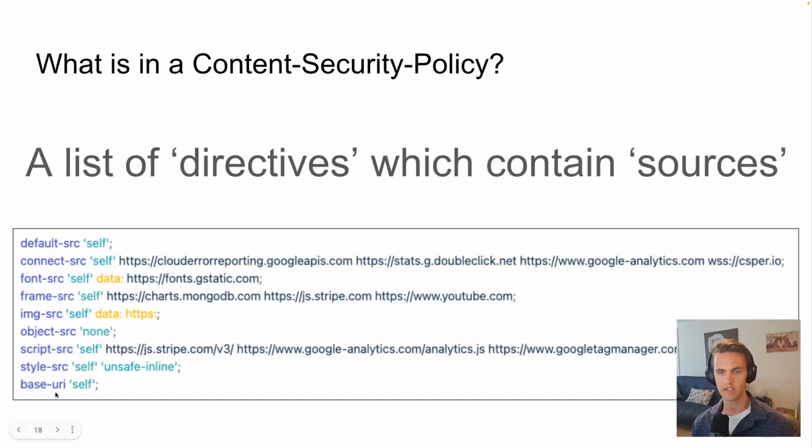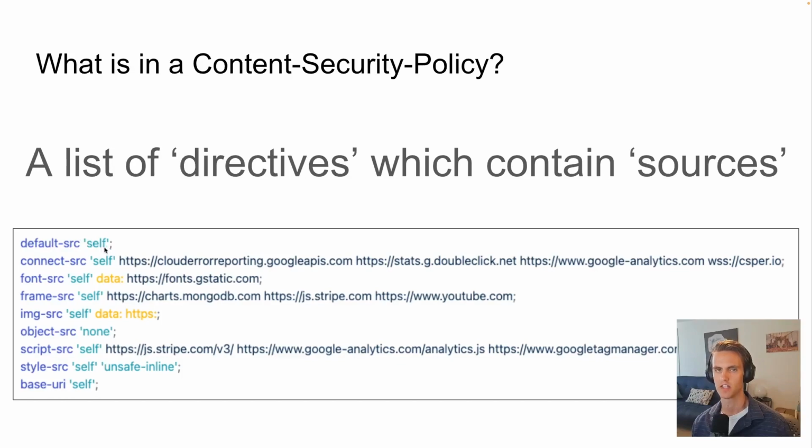If one of the directives is missing, CSP has a fallback mechanism called default source, and that means if there's some other content type that's missing, if a default source is specified, it'll fall back to this, and this says self.